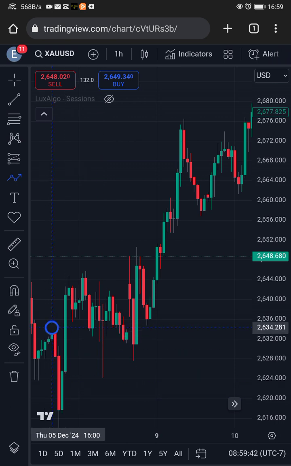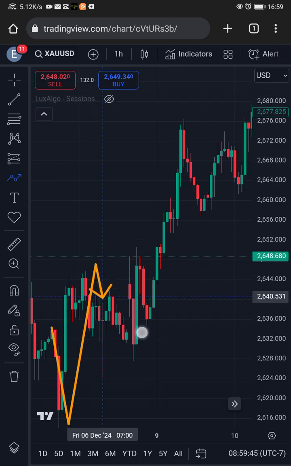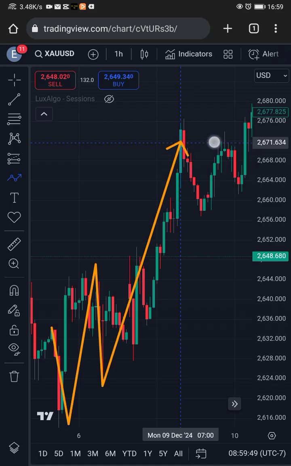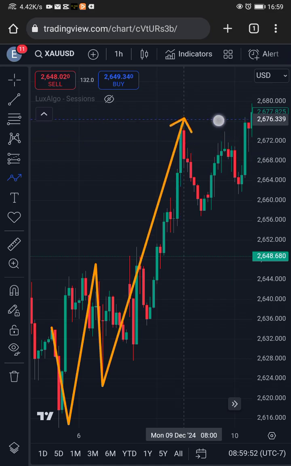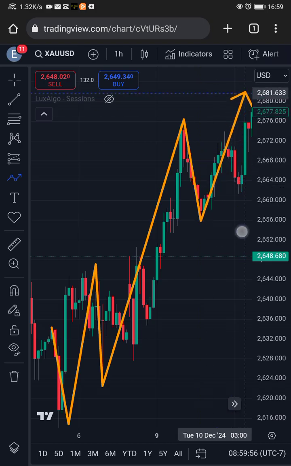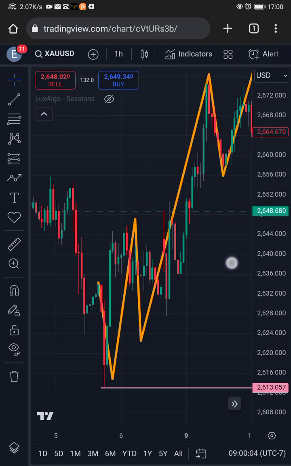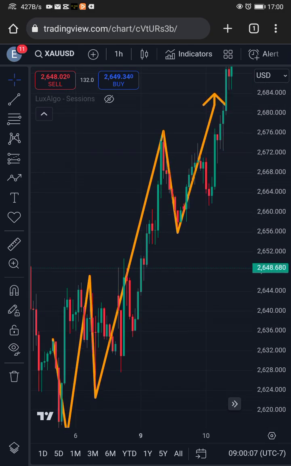There is a high, a low, higher high, lower low. We have another high right there. We have a high right there. We have a low. We have a high. The reason why we are doing this is for us to know the trend. So we see that we are in an uptrend.